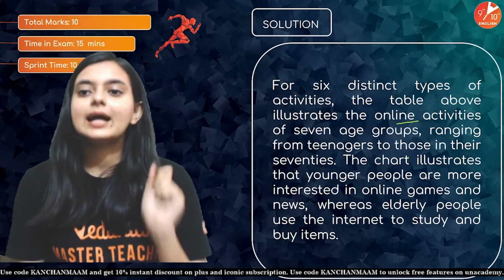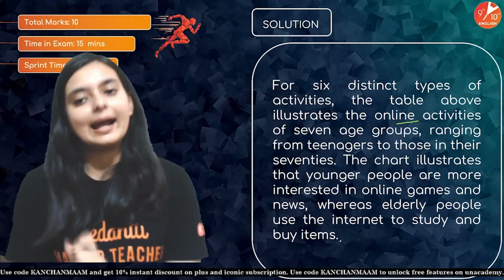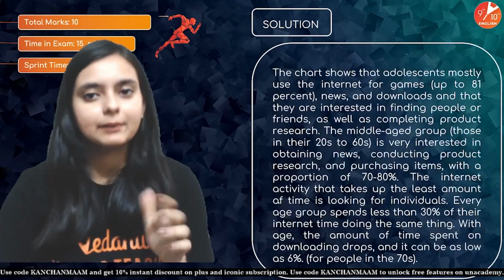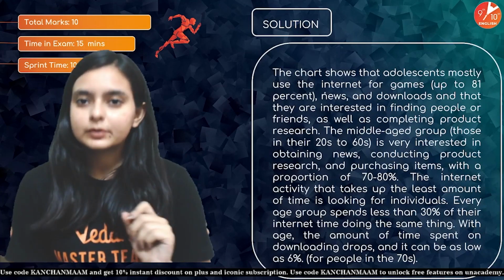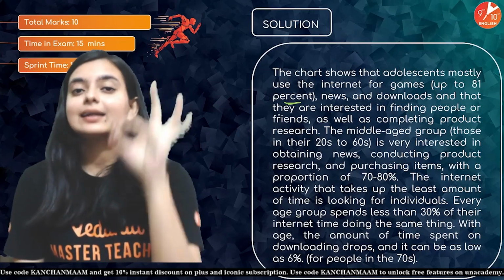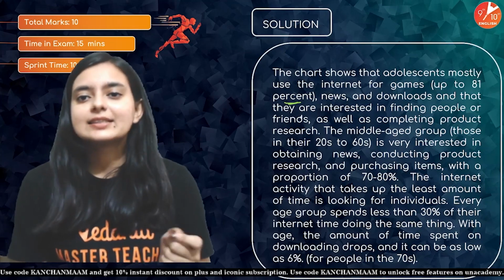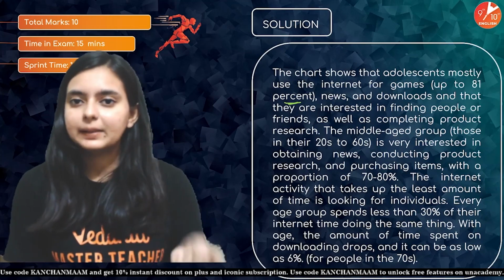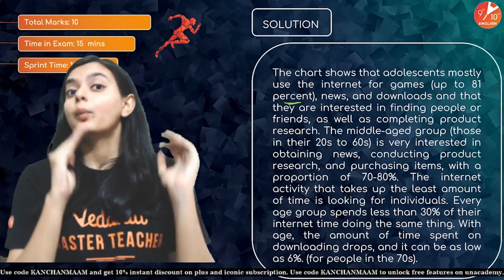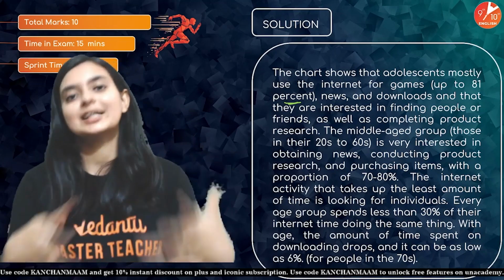The chart illustrates that younger people are more interested in online games and news, whereas the elderly people use internet to study and buy items. This you have analyzed looking at the data which has been provided to you in the chart, in the table. The chart shows that the adolescents mostly use the internet for games, up to 81%. This should be appropriate, exactly as represented in the table. News and downloads, and that they are interested in finding people or friends as well as completing product research. Also, please note, you have to represent whatever has been given in the chart without adding any personal comment. That is something which we have already discussed when we were doing the session on analytical paragraph.